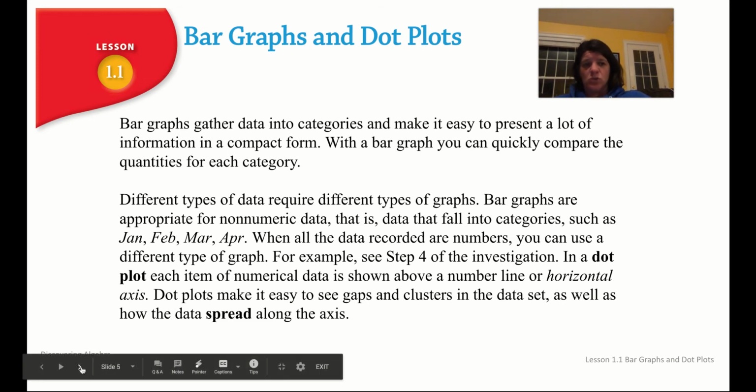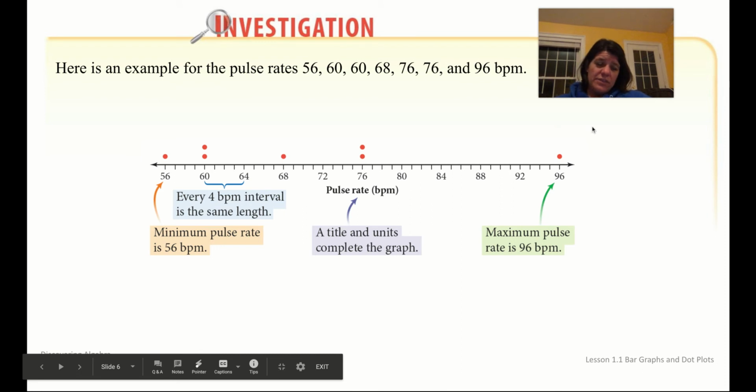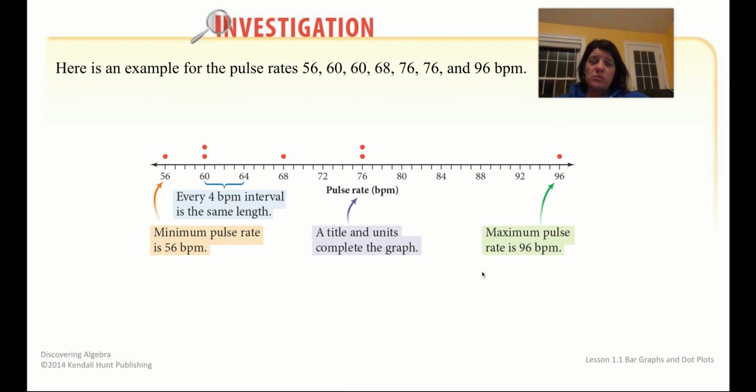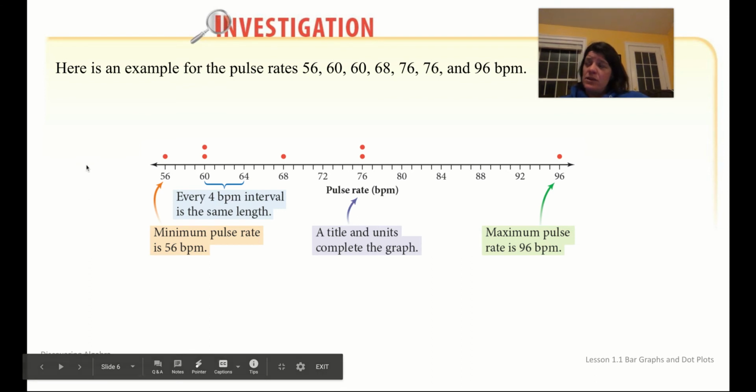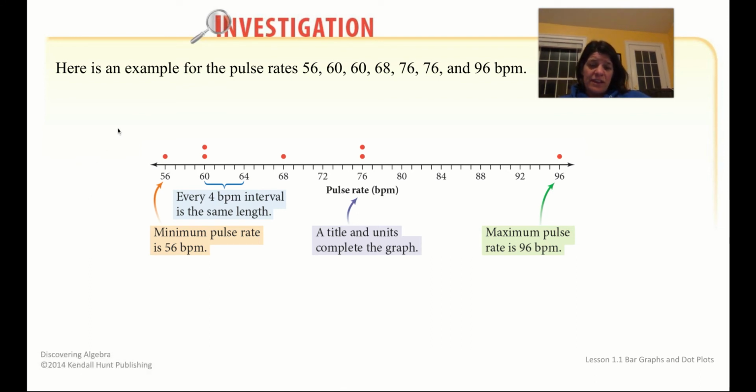And so I'm going to show you a dot plot. This is an example of a dot plot. And normally, if we were in school, you would do an investigation and make this, but we're not. So here is an example of people who took some pulse rates, and this is what they got. So notice that the x-axis is numerical. It's not categorical. There's numbers here. And our numbers follow a normal number line. So each interval is representing the same amount.